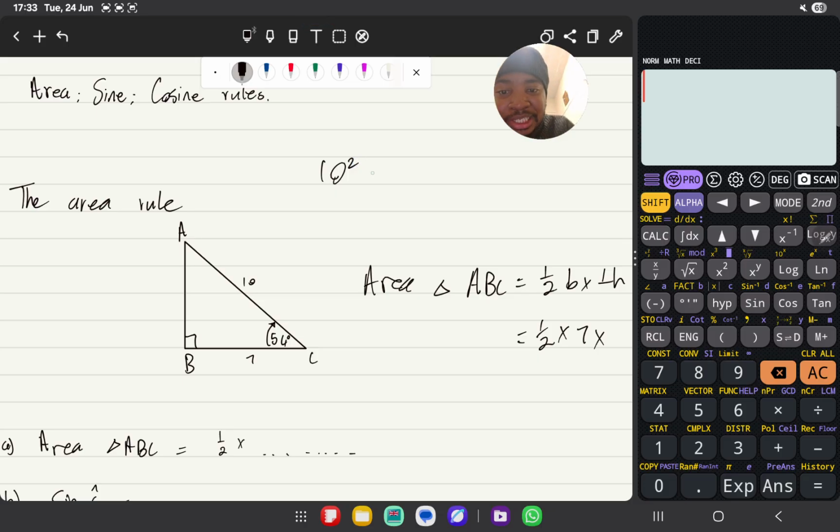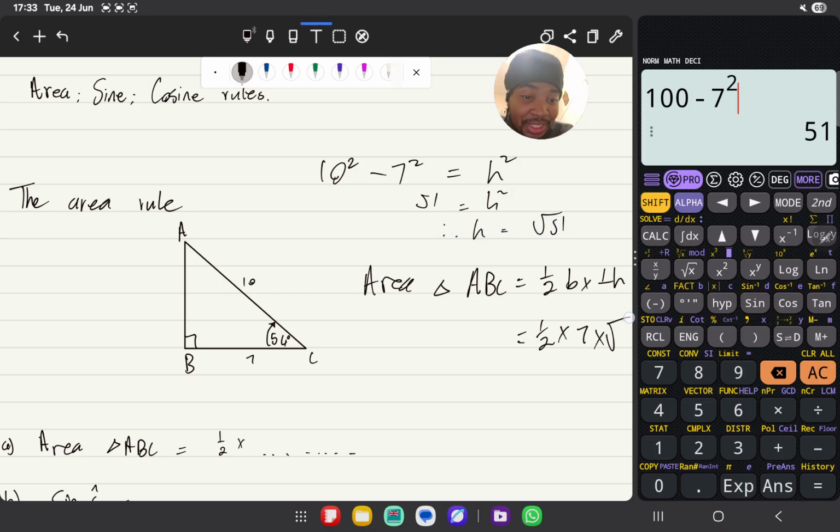So we're going to have 10 squared minus 7 squared is equal to the height squared. What we get here is 100 minus 49, which is 51. So this is height squared, therefore the height is the square root of 51. Then I would just say square root of 51, and whatever answer I get will be my area for this triangle.